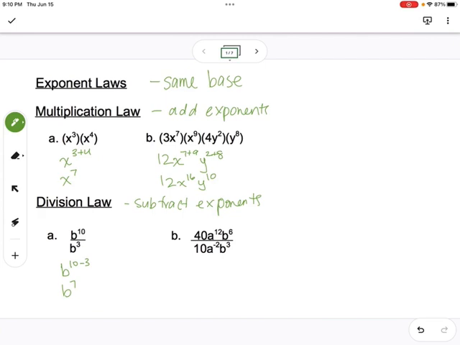The next one, we want to divide the coefficients, divide the base a, and then divide with the base b. So 40 divided by 10 gives us 4. A to the exponent 12 divided by a to the exponent negative 2, so that's 12 minus a negative 2. And b will be to the exponent 6 minus 3. So when we simplify that, we get 4, a to the exponent 14, b to the exponent 3.